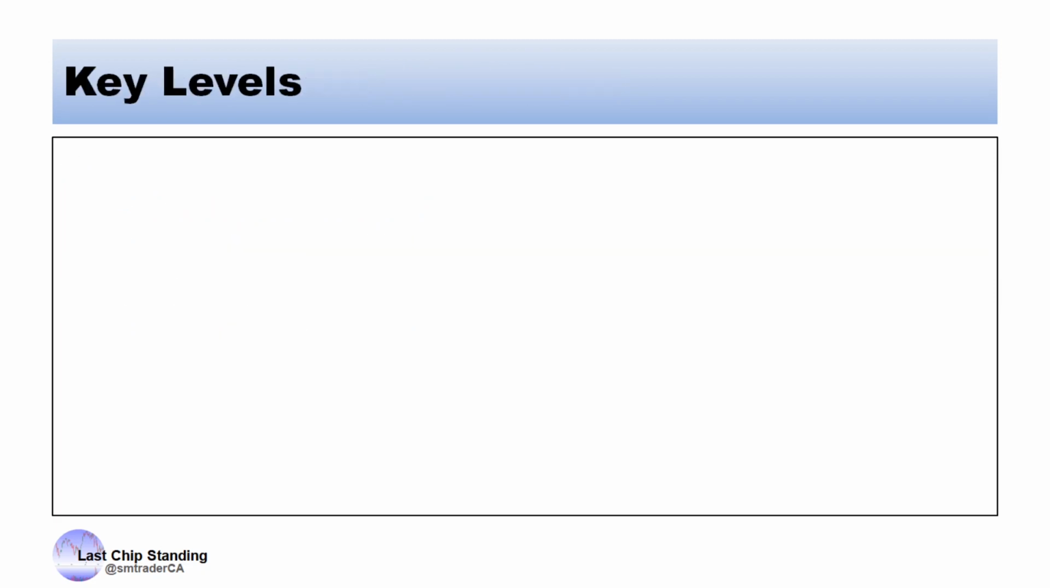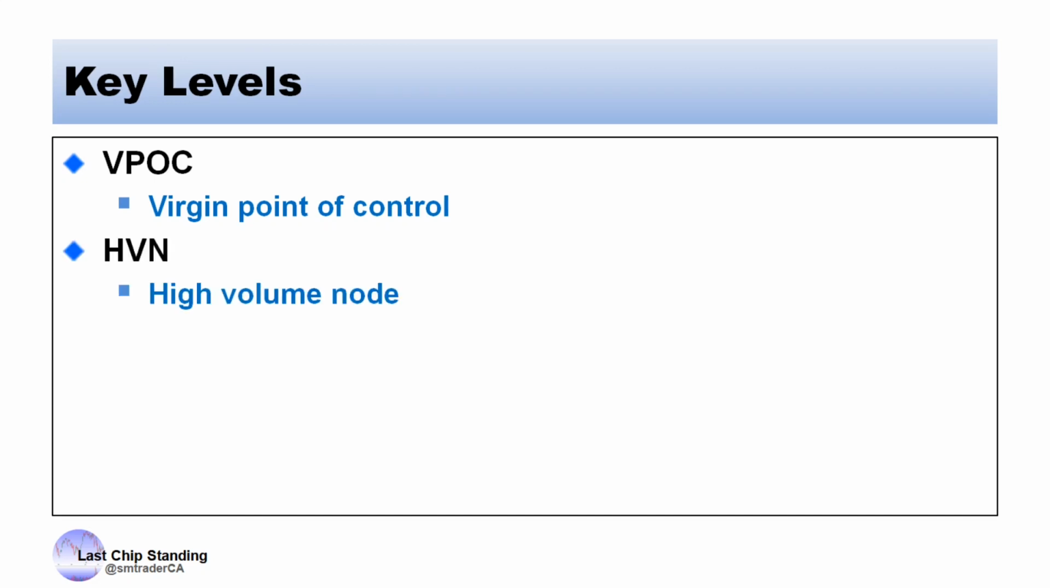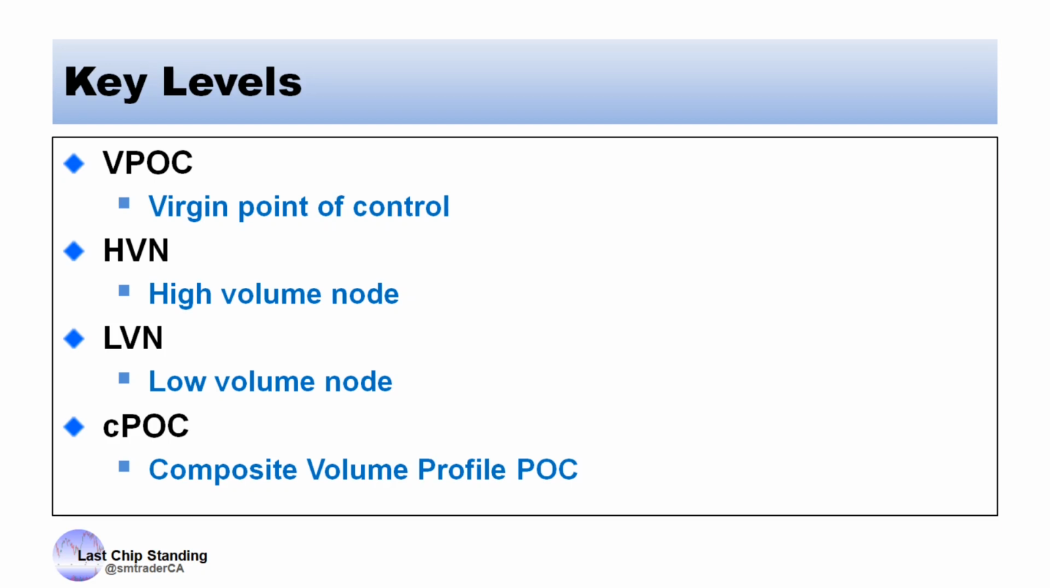Now, before we look at these volume profile trade setups, we need to get familiarized with some key levels within the volume profile. One of them is VPOC, or the Virgin Point of Control. This is a prior session point of control that has not been tested or touched by any price action. Then the HVN, the high volume node, the price level with a high amount of trading volume. And the LVN, the low volume node, the price level with a low amount of trading volume. Then the composite volume point of control. That's the price level with the highest amount of trading volume within a composite profile.